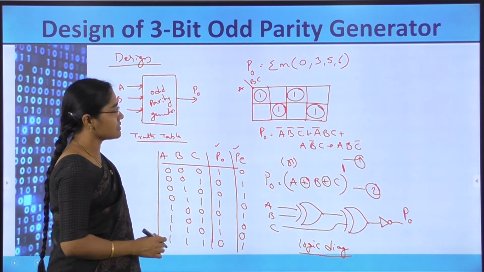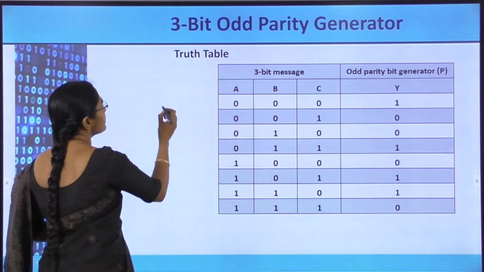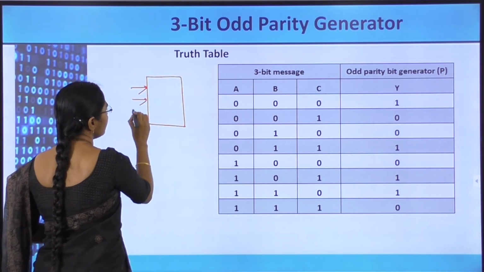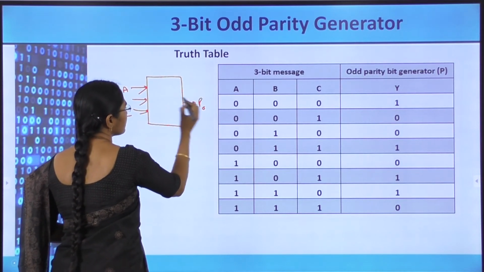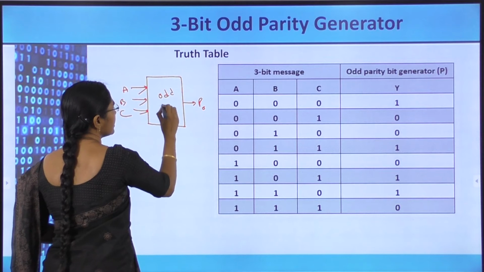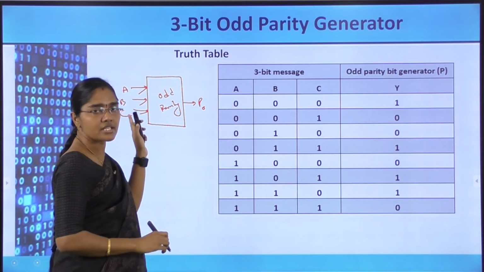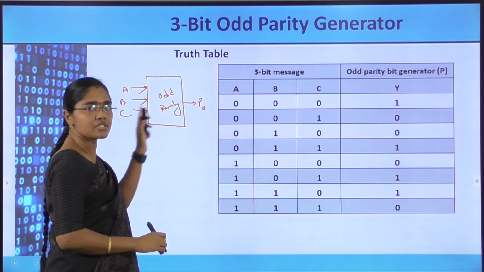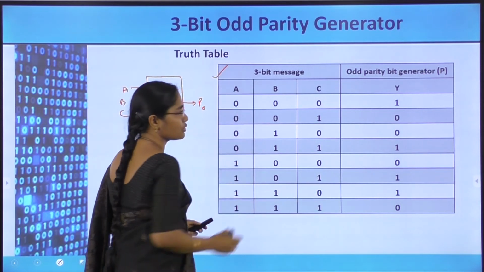Let's see once again. This 3-bit odd parity generator has a logic symbol with inputs A, B, C and output P0, the odd parity generator. Its definition is: if an even number of ones are there in ABC, then the output will be 1. If an odd number of ones are there in ABC, the output is 0. That is written as the truth table.